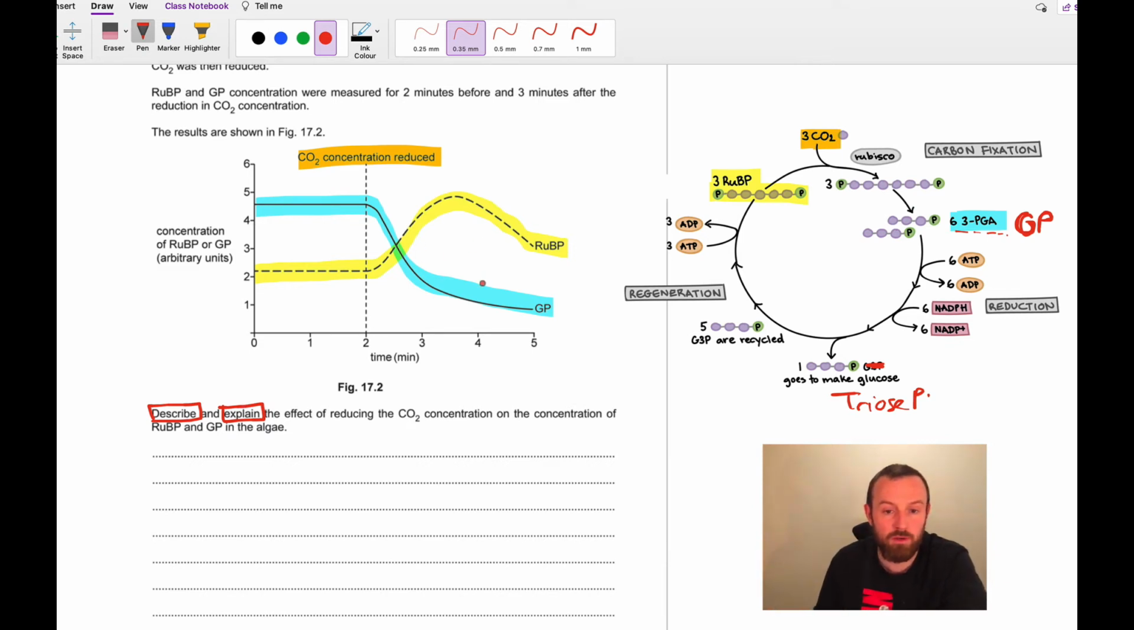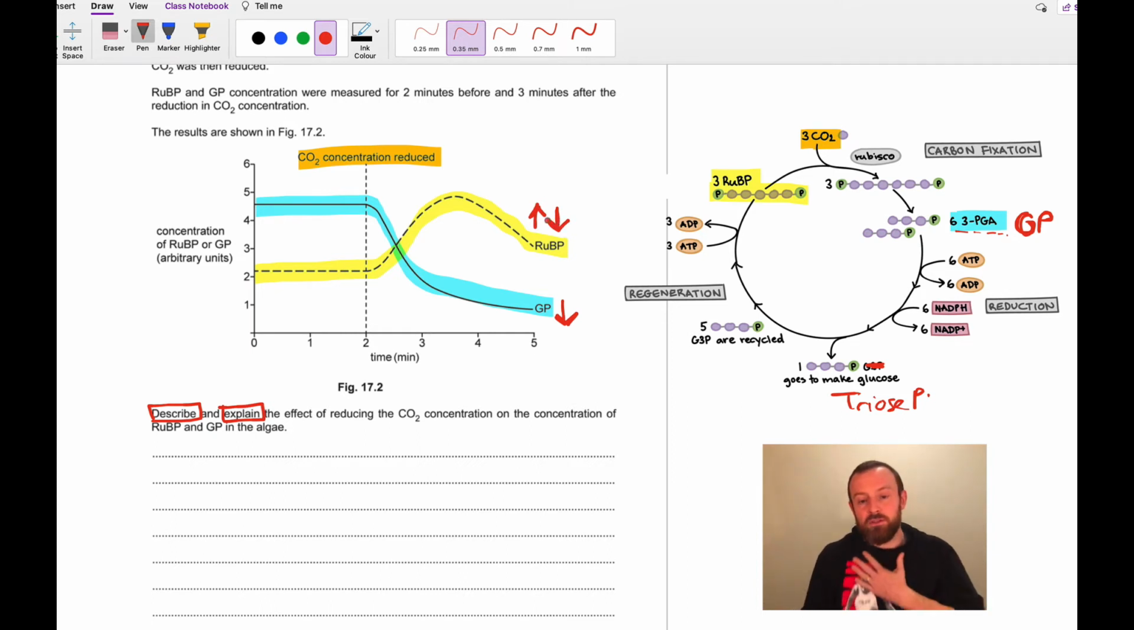What happens to the blue one? It goes down. GP decreases. That's worth a mark. What happens to the yellow one, RuBP? Well, it goes up and then it goes down. That's worth a mark. So GP goes down, RuBP goes up, then it goes down. We've already got 2 marks.